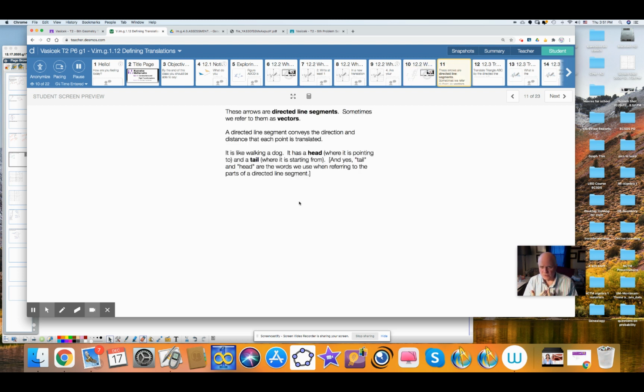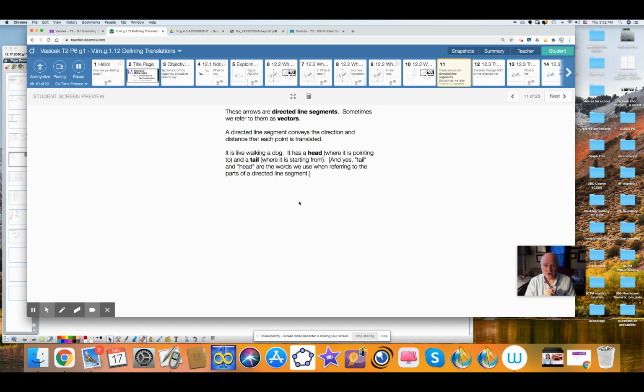These arrows, which are segments with an arrowhead on it, are directed line segments, and that's the words that we'll use. Sometimes we call them vectors. Sometimes in the program that we use, it calls them vectors and not directed line segments. But it's directed because it has direction and it has length, direction and magnitude. A directed line segment conveys the direction and the distance that each point is translated.